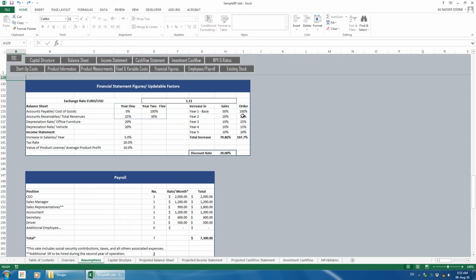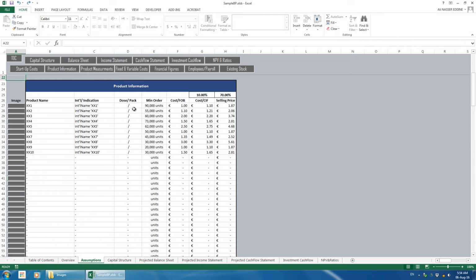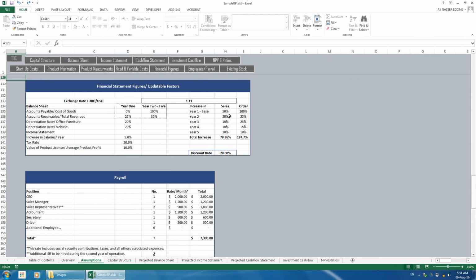The increase in rate of orders is based on which year you start ordering. That is, if you start trading the product in year 3 by setting the order year to year 3, you will buy 100% of the minimum order in that year, and in the 4th year, you will add 25% on top of that base. For example, if you order product XX1 in the 3rd year onward, in this year, you will buy 90,000, and in the 4th year, you buy 112,500. The same concept applies to the increase in sales.